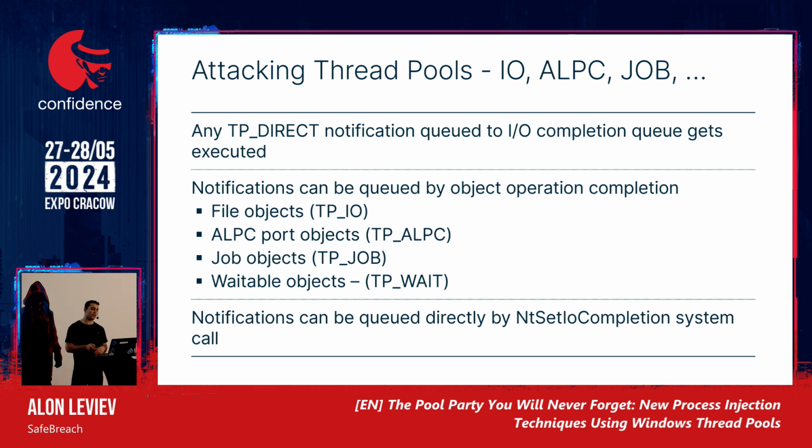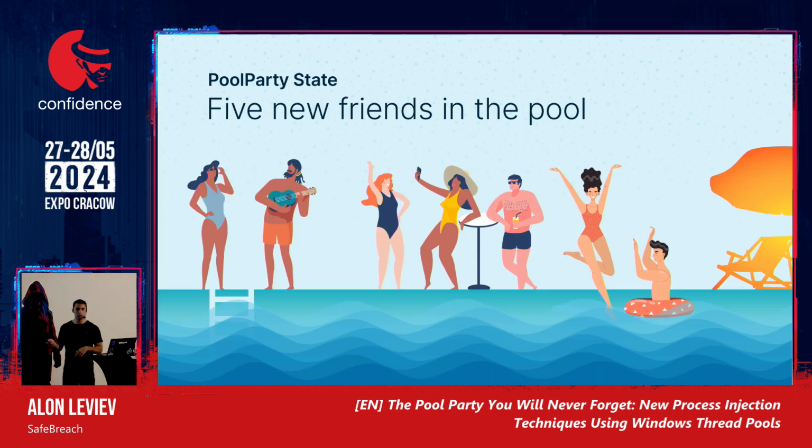Now we can also queue notifications directly without proxying them through any Windows object, and this will involve using the NtSetIoCompletion system call that I have mentioned earlier. So really we don't have to proxy it through a Windows object. We can just queue it directly. So there is a trade-off here. So please welcome 5 new friends to the pool party, and our new friends include the 4 asynchronous work items, the IO, ALPC, job, and wait, and also the TP_DIRECT insertion, inserted directly by this NtSetIoCompletion system call.